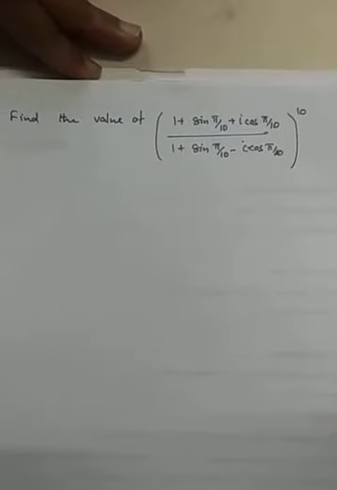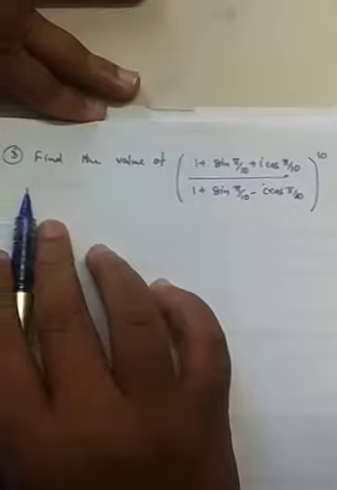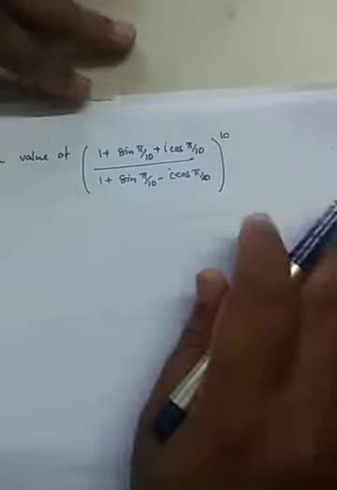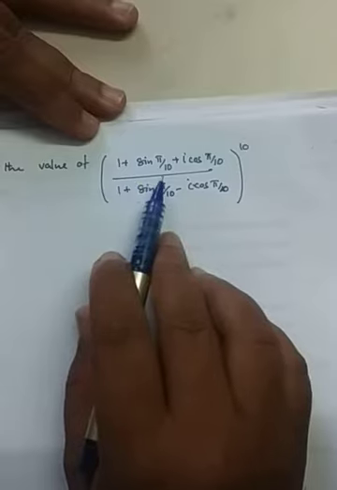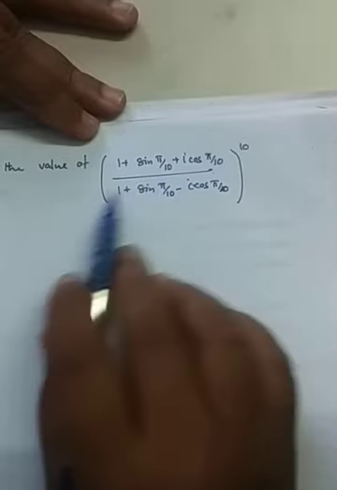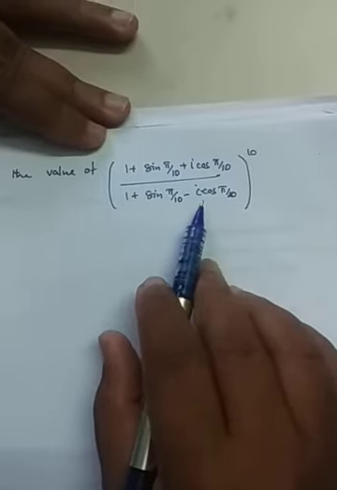Okay, now let's go to the third question. Let's see what they are saying in the third question. Here are some interesting things. They're asking to find the value of the given expression: (1 plus sine pi by 10 plus i cos pi by 10) divided by (1 plus sine pi by 10 minus i cos pi by 10).